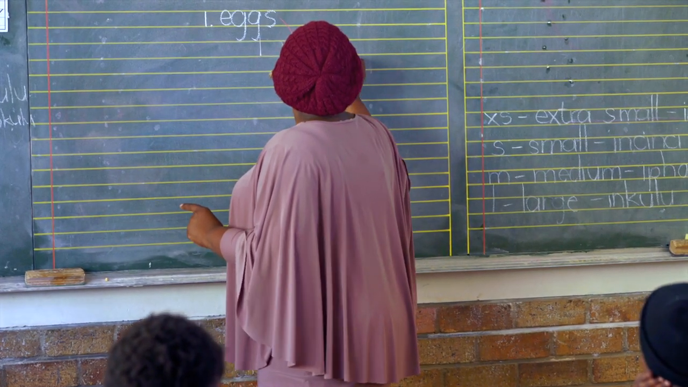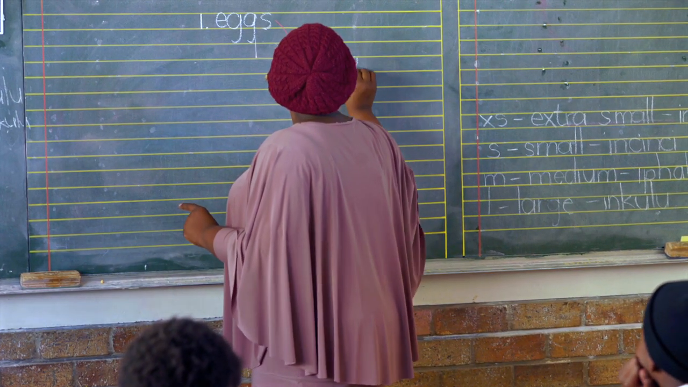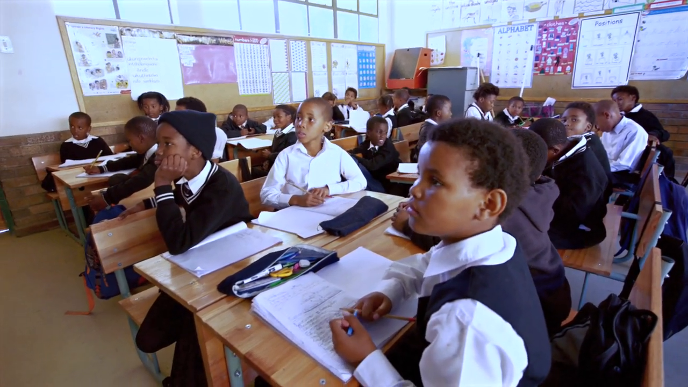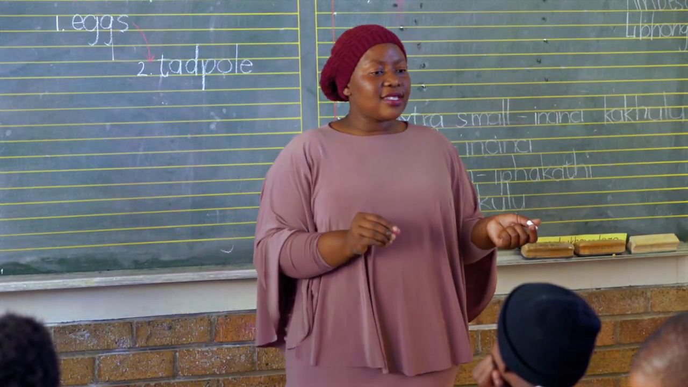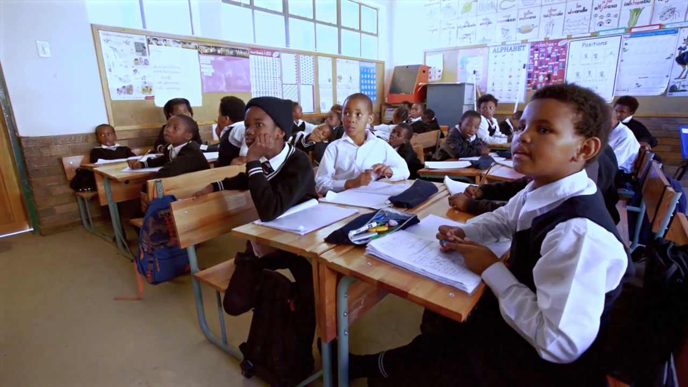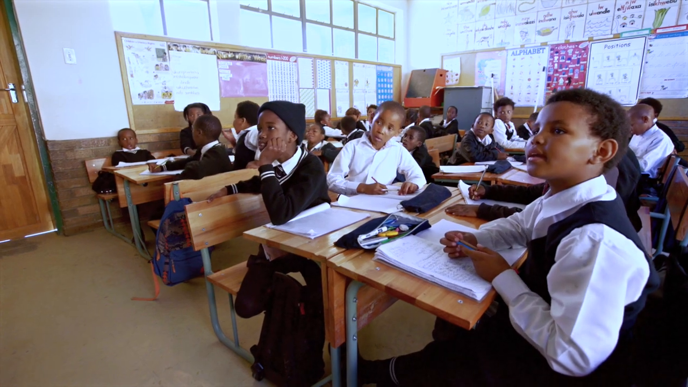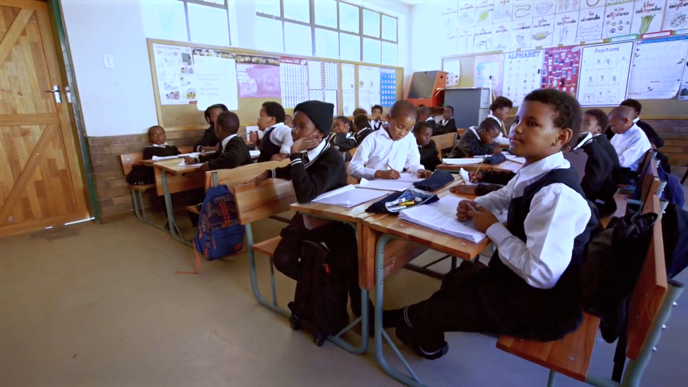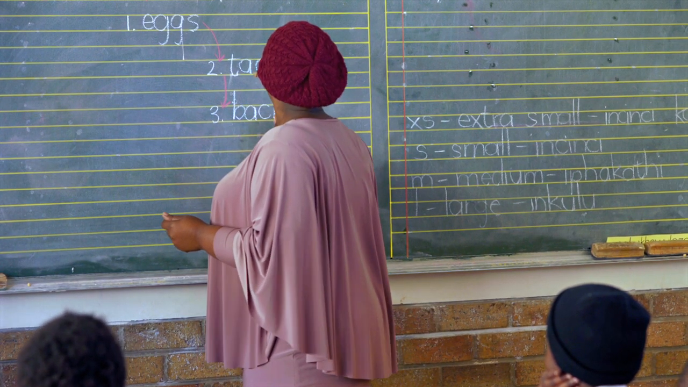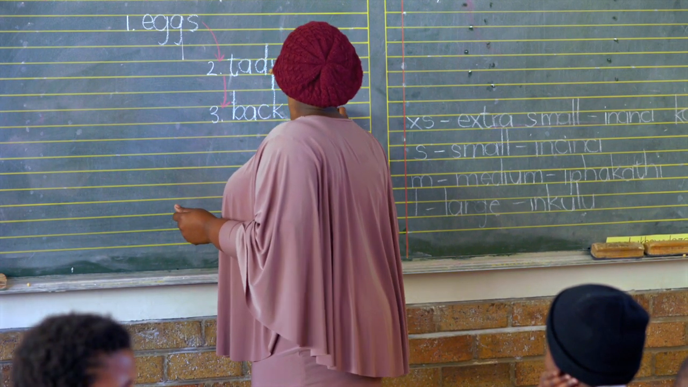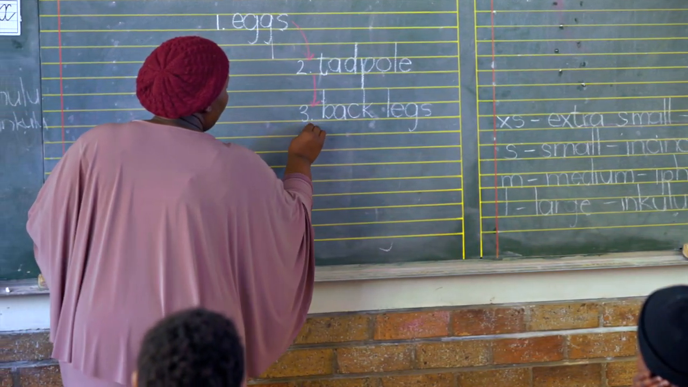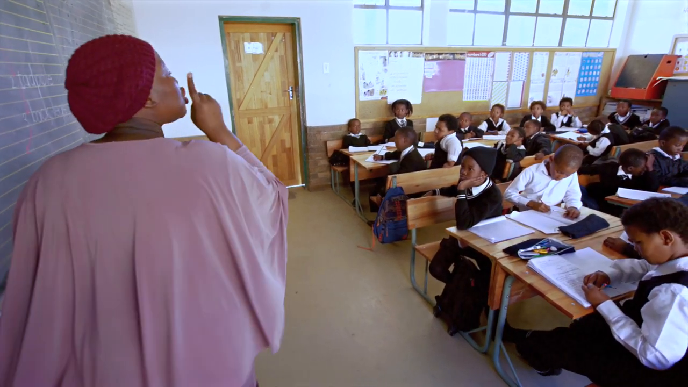That's the second stage. And then we have the legs. What do we have next? Legs. Which legs? Okay, three, back legs. Legs is number four.